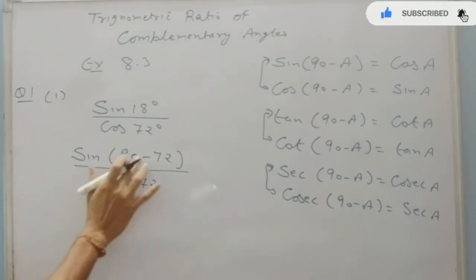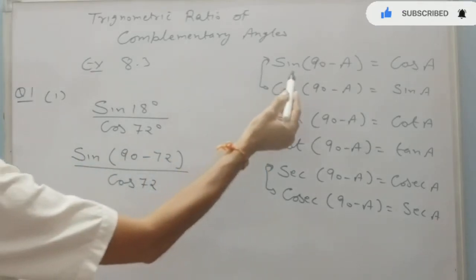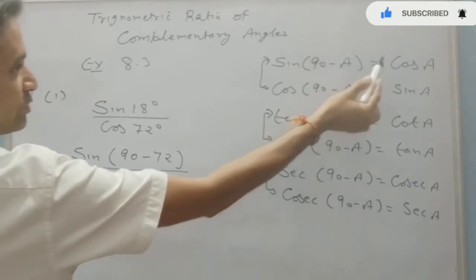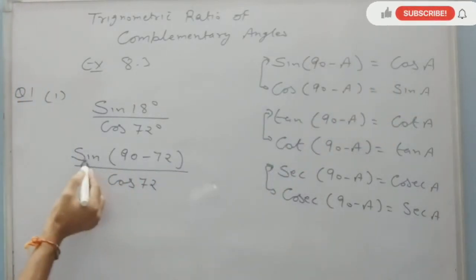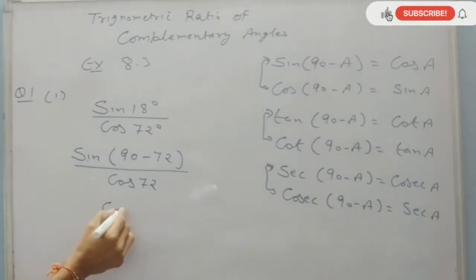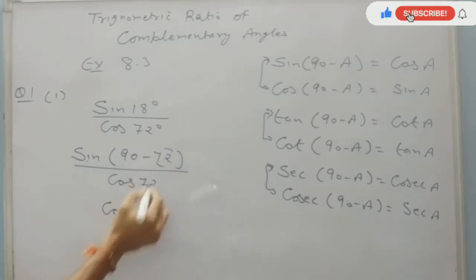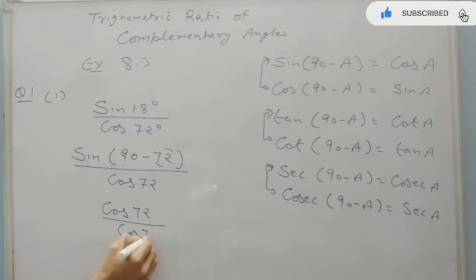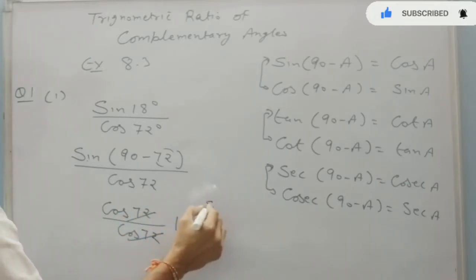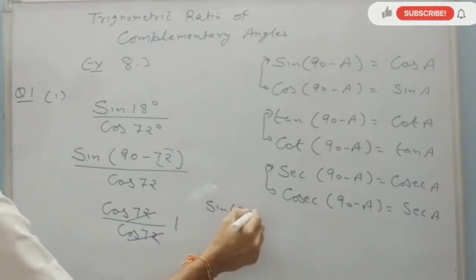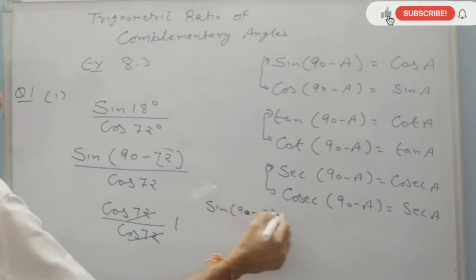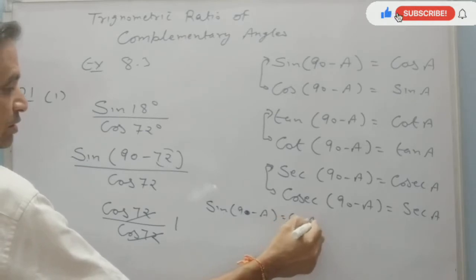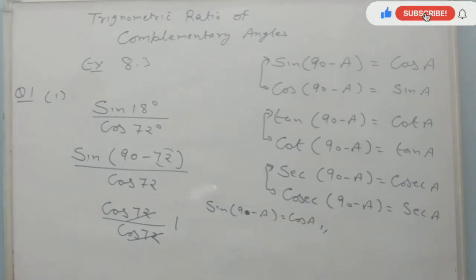Now sin of 90 minus A is equal to cos A. It means convert this into cos, and this is my A, upon cos 72 as it is. Cancel out, answer 1, just because sin of 90 minus A is equal to cos A. Understand? This is how we will use it.